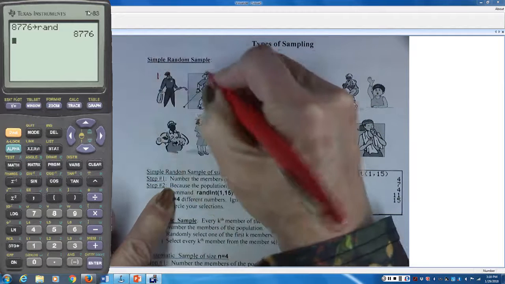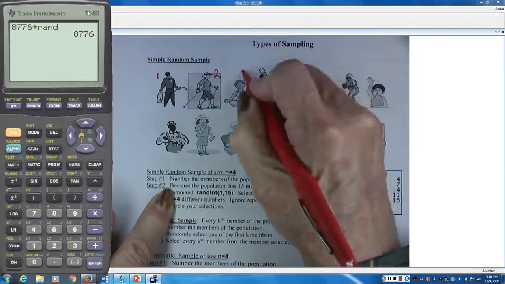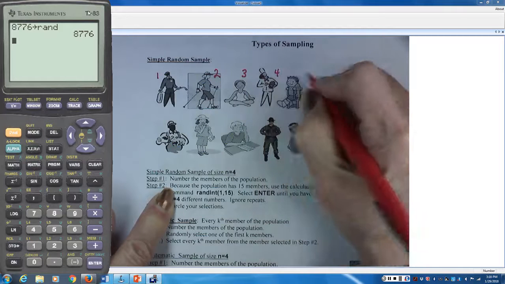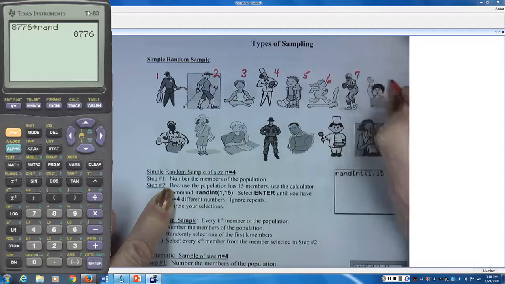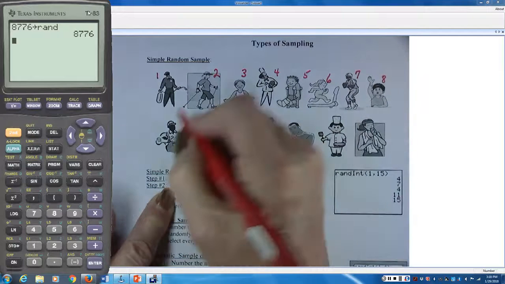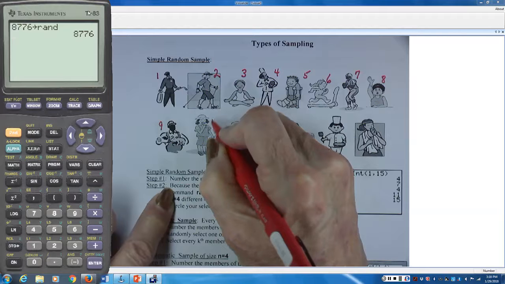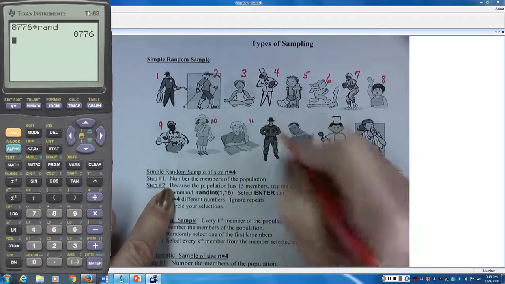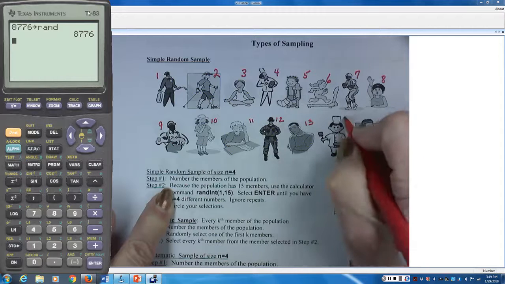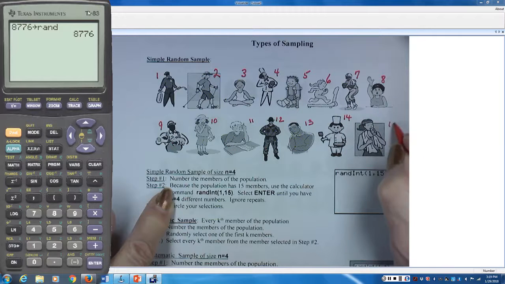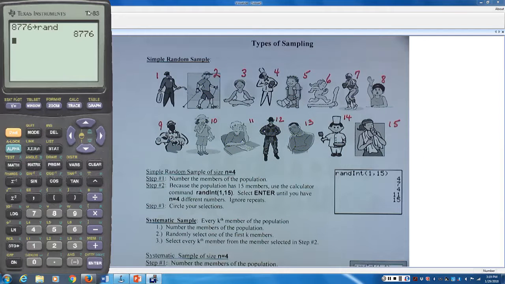This is 1, 2, 3, 4, 5, 6, 7, 8, 9, 10, 11, 12, 13, 14. There are 15 members in my population. I want to randomly choose 4 of those people.